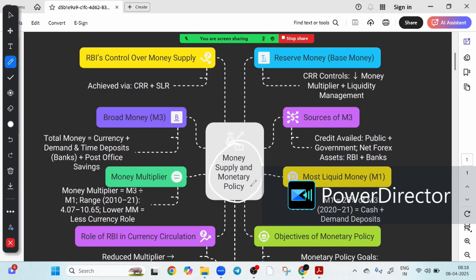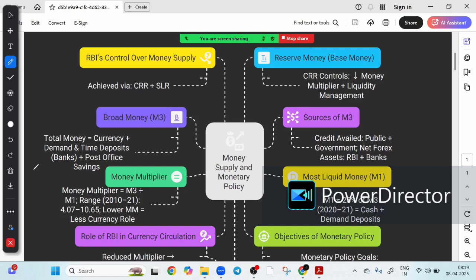So first thing we have is reserve money, or base money. Reserve money, also called base money, is the foundation of it. What does it include? It includes the RBI control mechanism like CRR, the cash reserve ratio. It is a tool that helps manage liquidity and keep inflation in check, by controlling how much banks can lend. So based on how much banks can lend, CRR controls liquidity management.